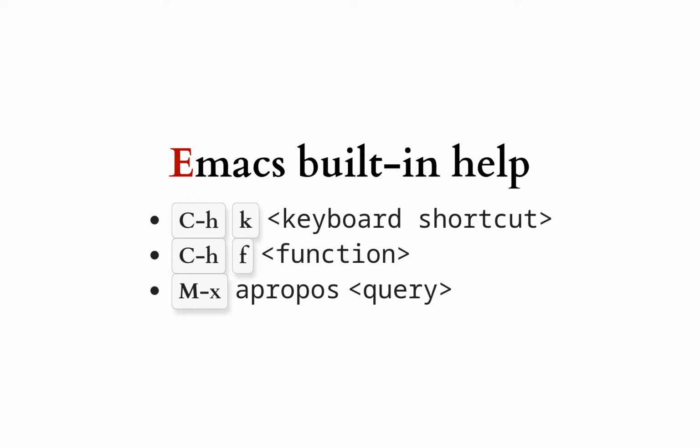Then there's a lot of built-in help in Emacs, and they all start with Control H. So you have Control H K for keyboard shortcuts. If you wonder what a shortcut calls out to, what does it do, you can do Control H K and then the keyboard shortcut.